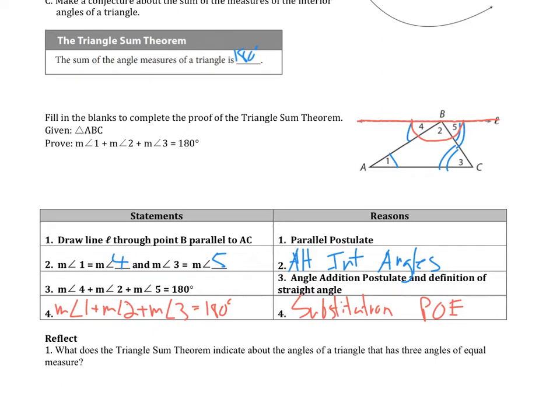And then reflect: what does the triangle sum theorem indicate about the angles of a triangle that has 3 angles of equal measure? So go ahead and write down your answer for that. We'll share that out when I call on a couple of you to share out your thoughts on that question.